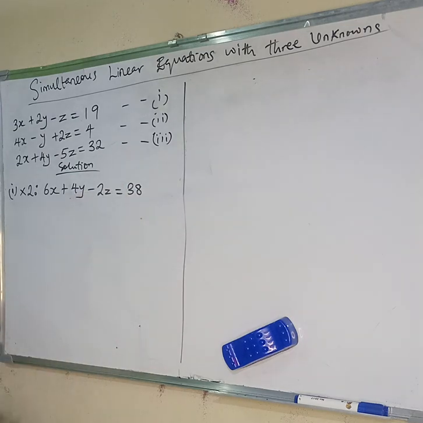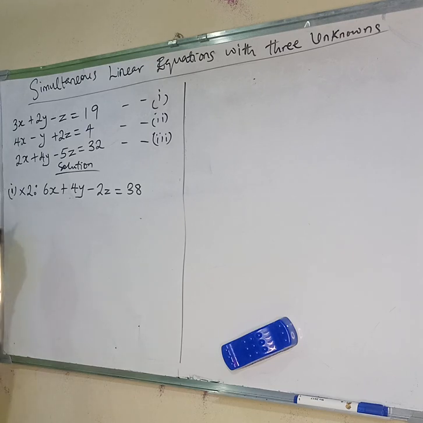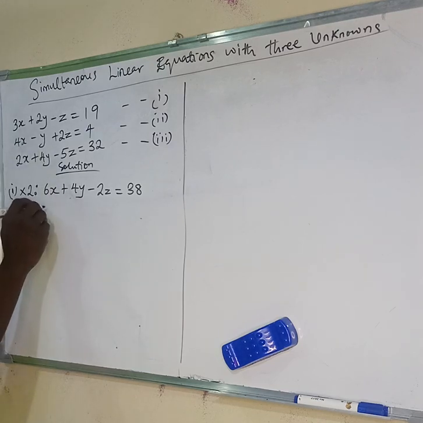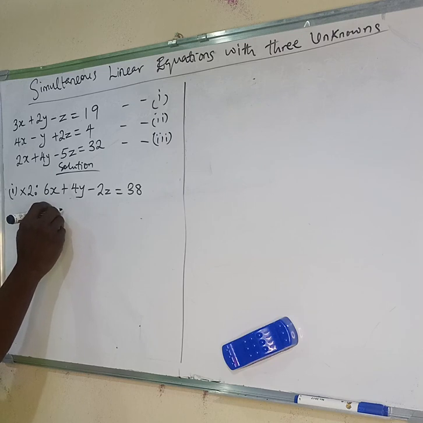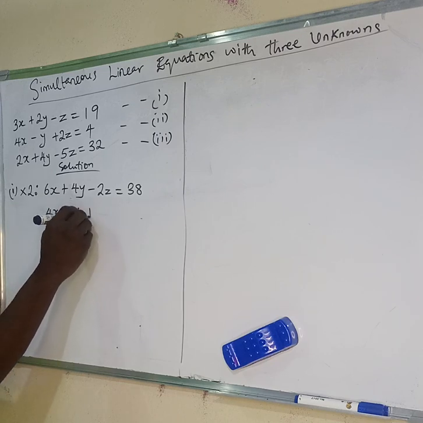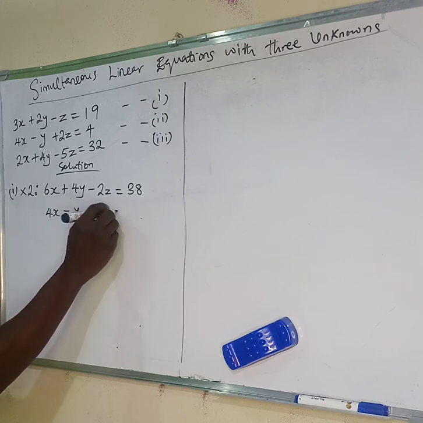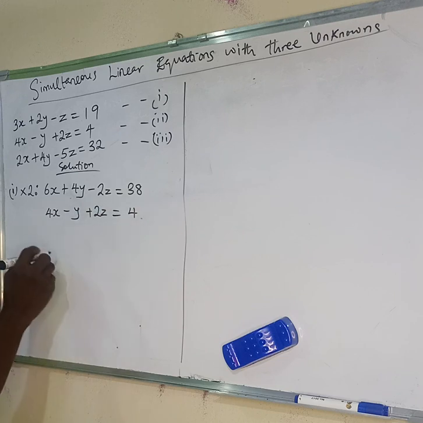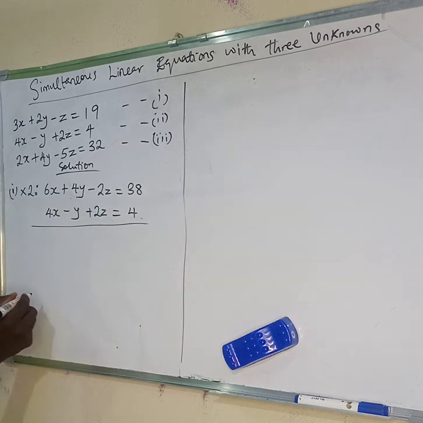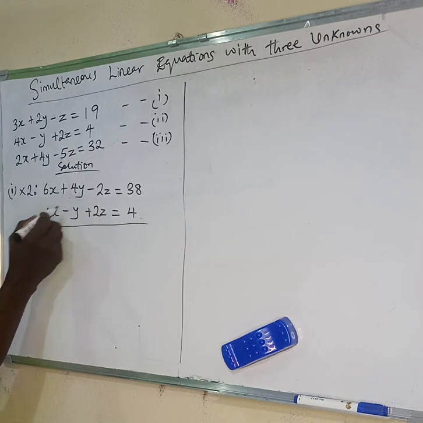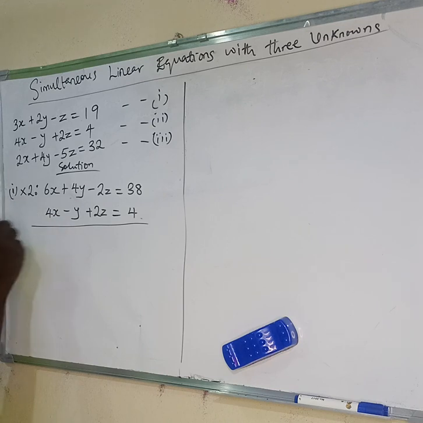All right? So let's proceed. From this point, we can bring down equation 2, which is 4x minus y plus 2z equals 4. So we solve these two equations simultaneously. Since the coefficient is the same, we want to eliminate this. We're going to add a sign that will enable the elimination.